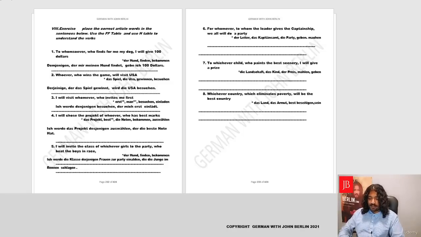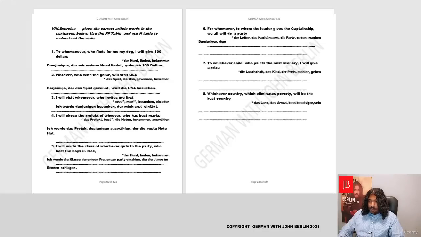So we'll go to dative, that's demjenigen. Yes, jenig, and the adjective ending is en. So demjenigen, yes, to whom the leader gives the captaincy, and to whom is also dative. So it's basically also dative. We'll choose by default masculine.